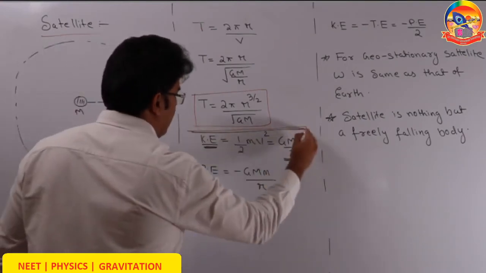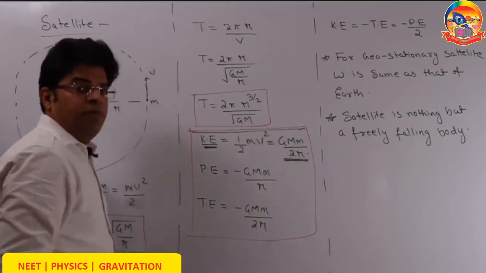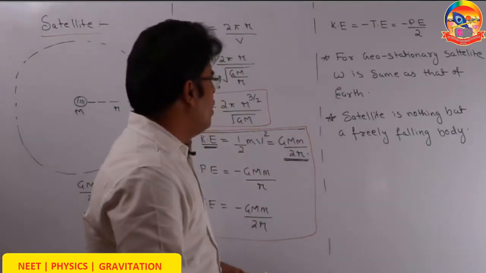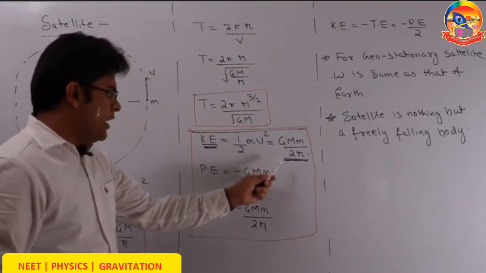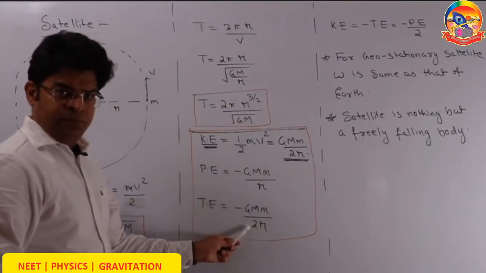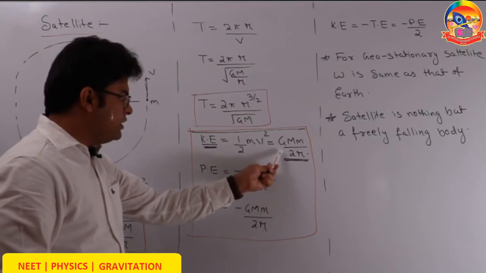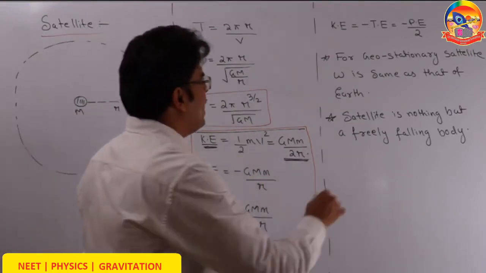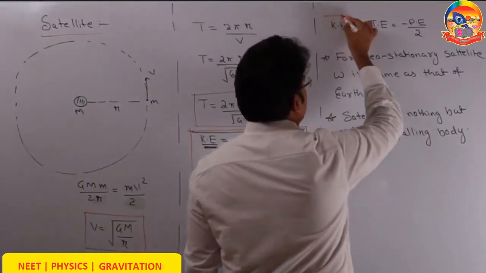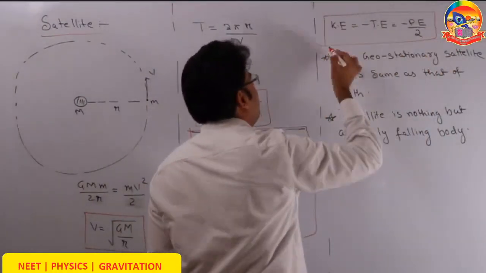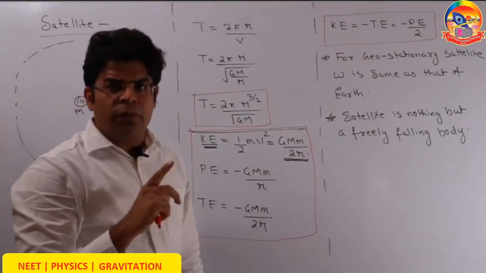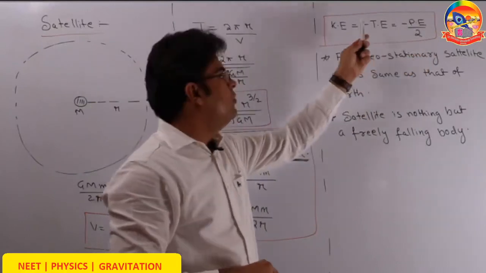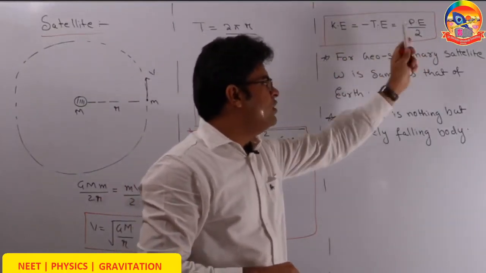So we can remember this stuff. Now the world famous correlation between kinetic energy, potential energy, total energy. Kinetic energy equals minus times total energy, right? And kinetic energy has half the magnitude of potential energy, but of opposite sign. So we write kinetic energy equals minus total energy equals minus potential energy by 2. For a satellite orbiting, the total energy is negative, potential energy is negative. So minus of total energy and minus of potential energy by 2.